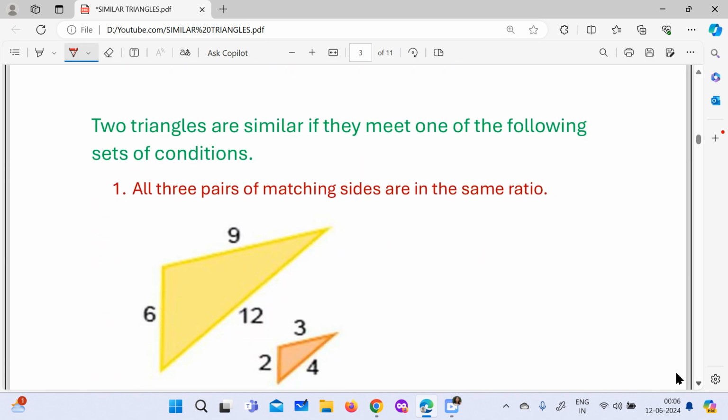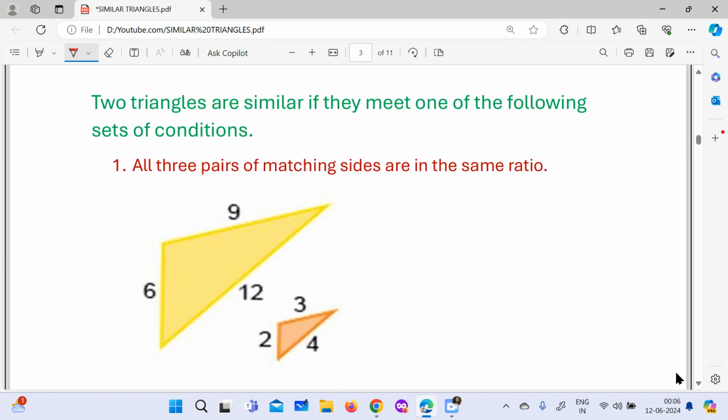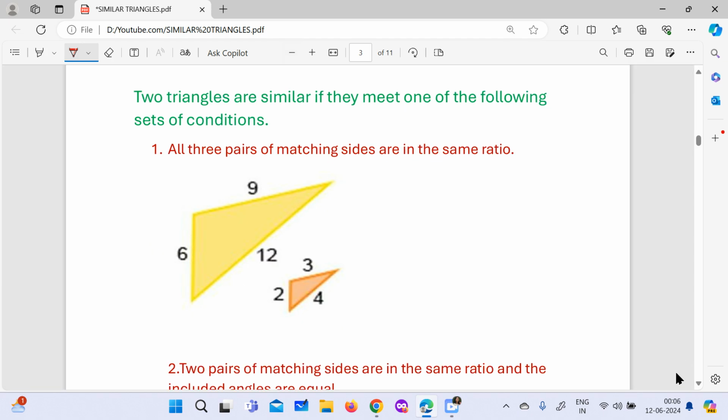Now, there are a few conditions which everyone must know. Two triangles are similar if they meet one of the following sets of conditions. So now there are four rules here. How can we say that two triangles are similar? See, all three pairs of matching sides are in the same ratio. So this we have done already. So you can see that this is the enlarged triangle and here we have the smaller triangle. So we can write the ratios like this.